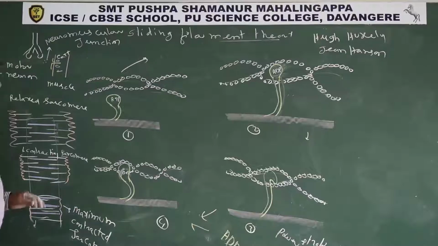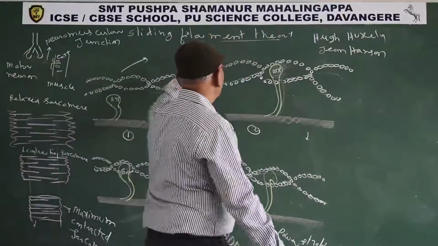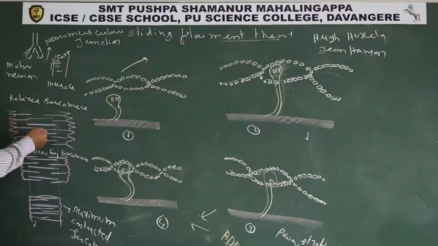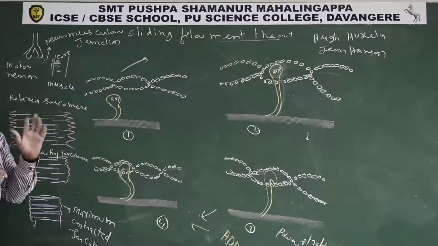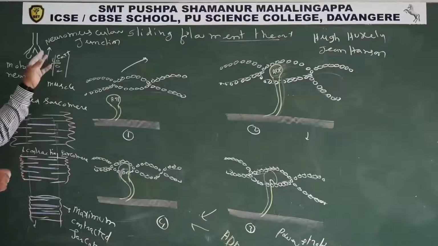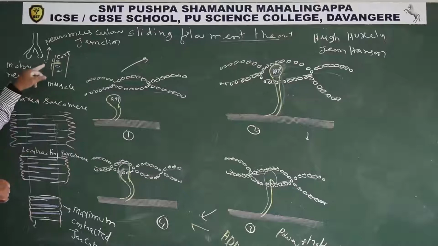Look on the board. The sliding filament theory was proposed by Hugh Huxley and Jean Hanson. Sliding filament theory means the actin filament slides over myosin. The central nervous system sends the message to the muscle, then only the muscle undergoes contraction. The central nervous system transfers the message via the motor neuron. The motor neuron releases the message at the neuromuscular junction.